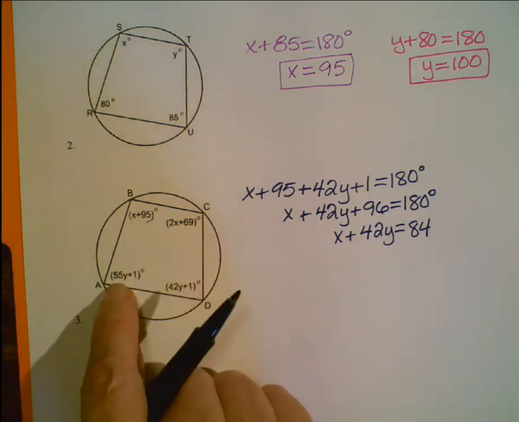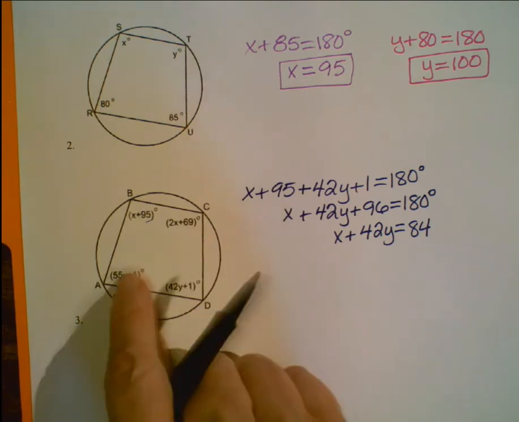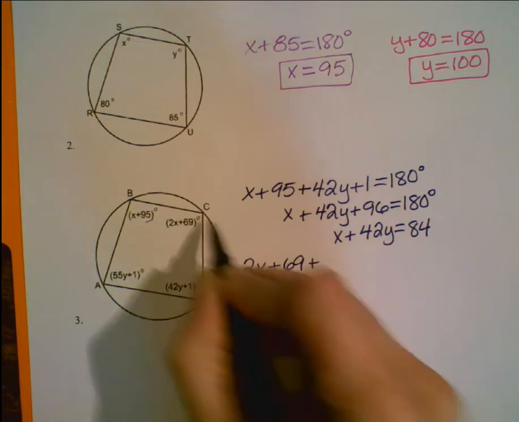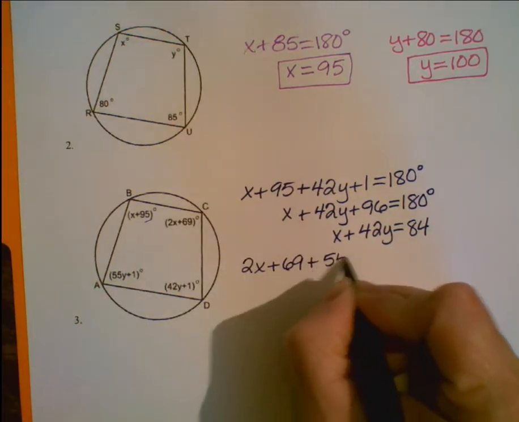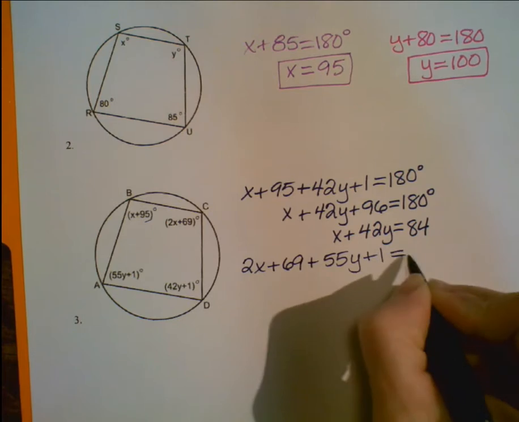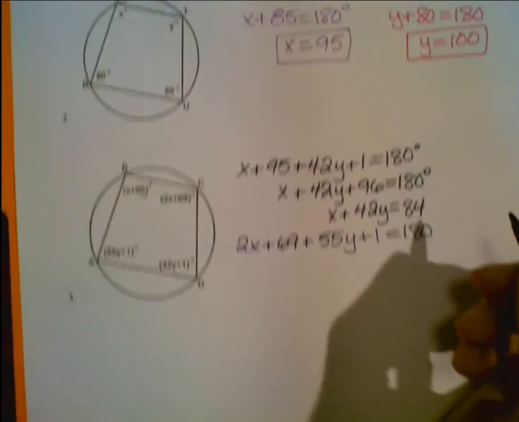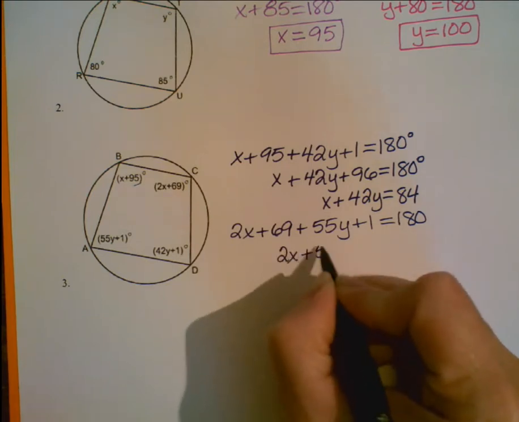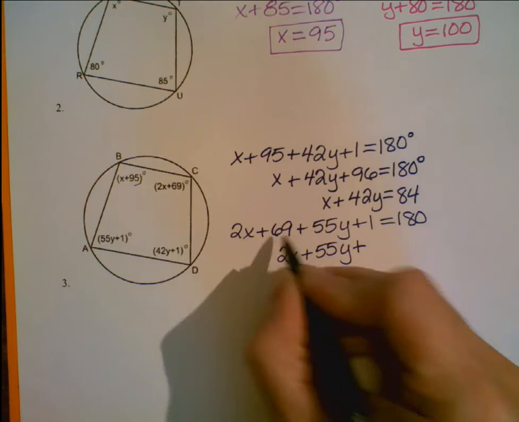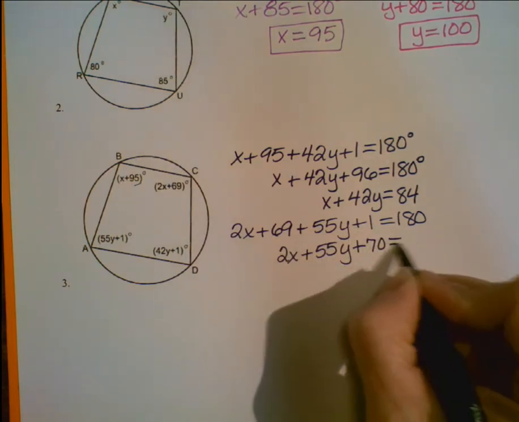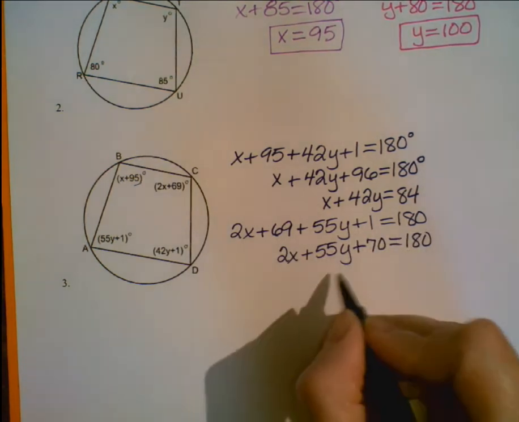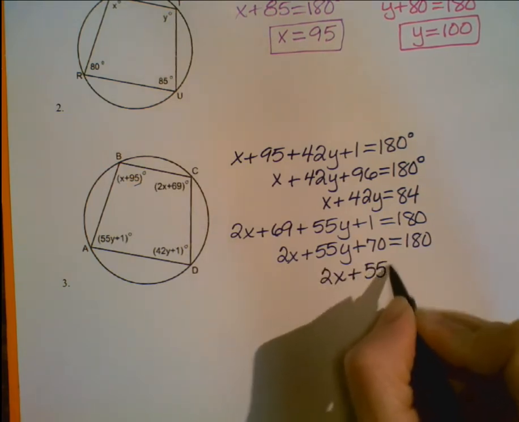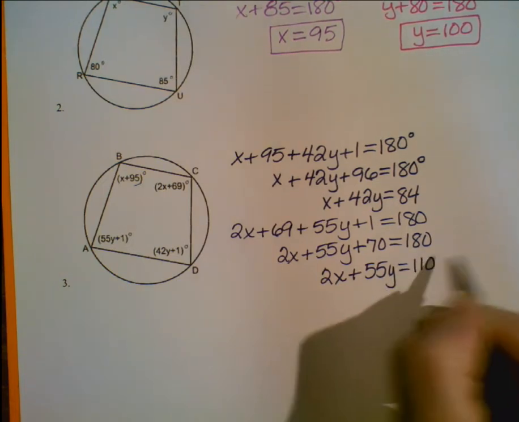So here, angle C and angle A have to be supplements. So 2x plus 69 plus the opposite angle, 55y plus 1, must total 180. So let's follow the same steps we did before and combine our like terms. We have 2x plus 55y plus 69 plus 1, which is 70, equals 180. Like we did up above, I'm going to go ahead and subtract 70 on both sides to come up with that.